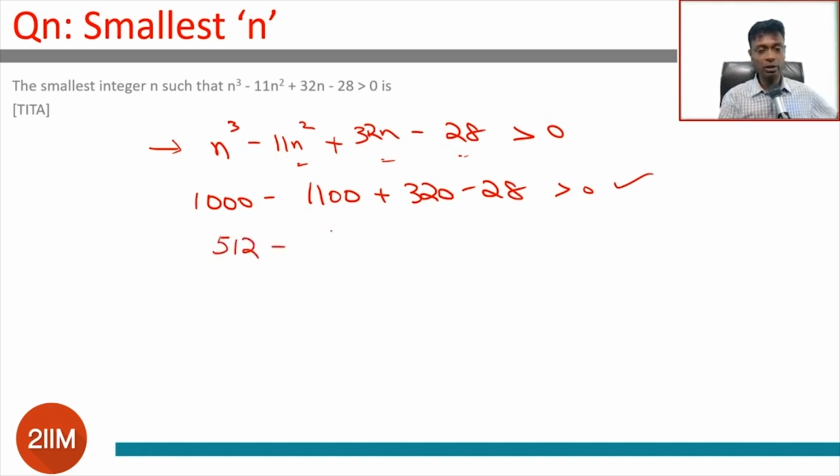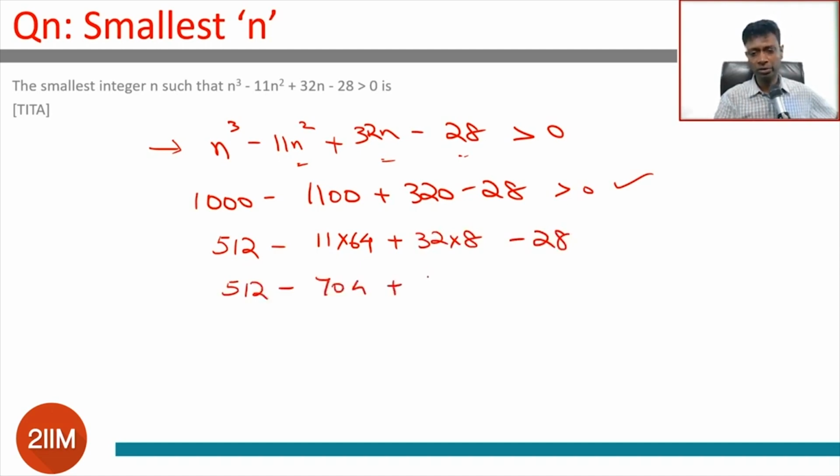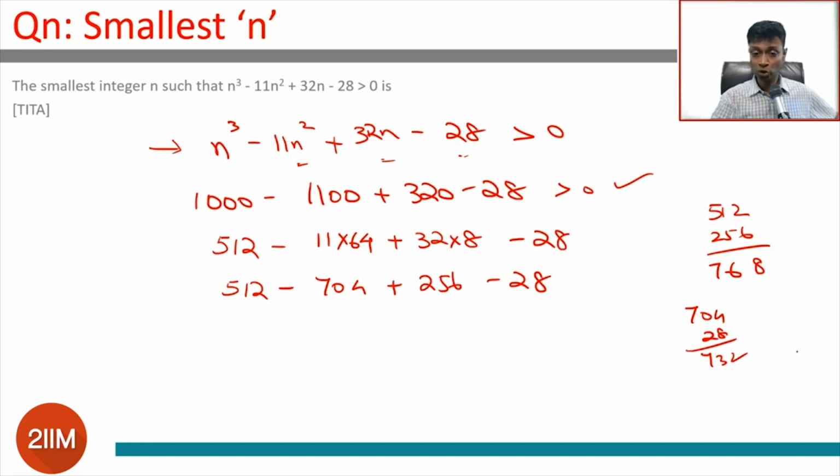So this is 512 minus 11 into 64 plus 32 into 8 minus 28. So 512 minus 704 plus 32 into 8. This is 256 minus 28. So 512 plus 256 is 768. 704 plus 28 is 732. So 512 plus 256 is greater than 704 plus 28.